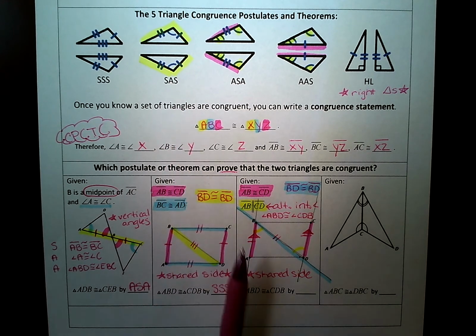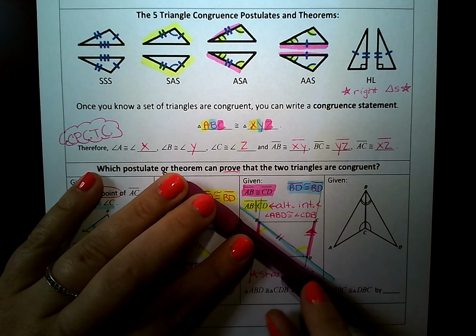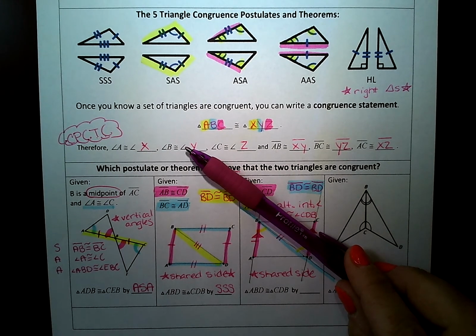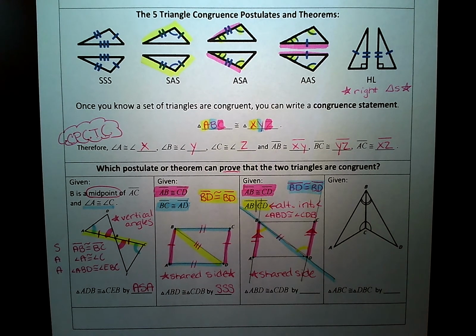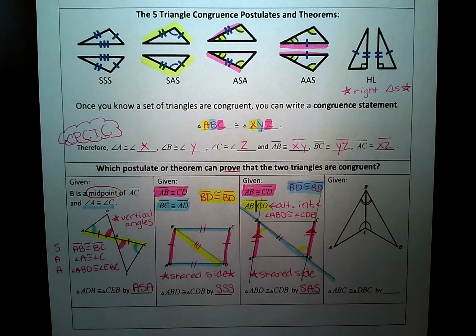So come on down here to our picture. Maybe cover up one of these triangles. And indeed, angle D is between our two highlighted sides. And on the second triangle, angle B is between our two highlighted sides. So this is proven by side, angle, side.